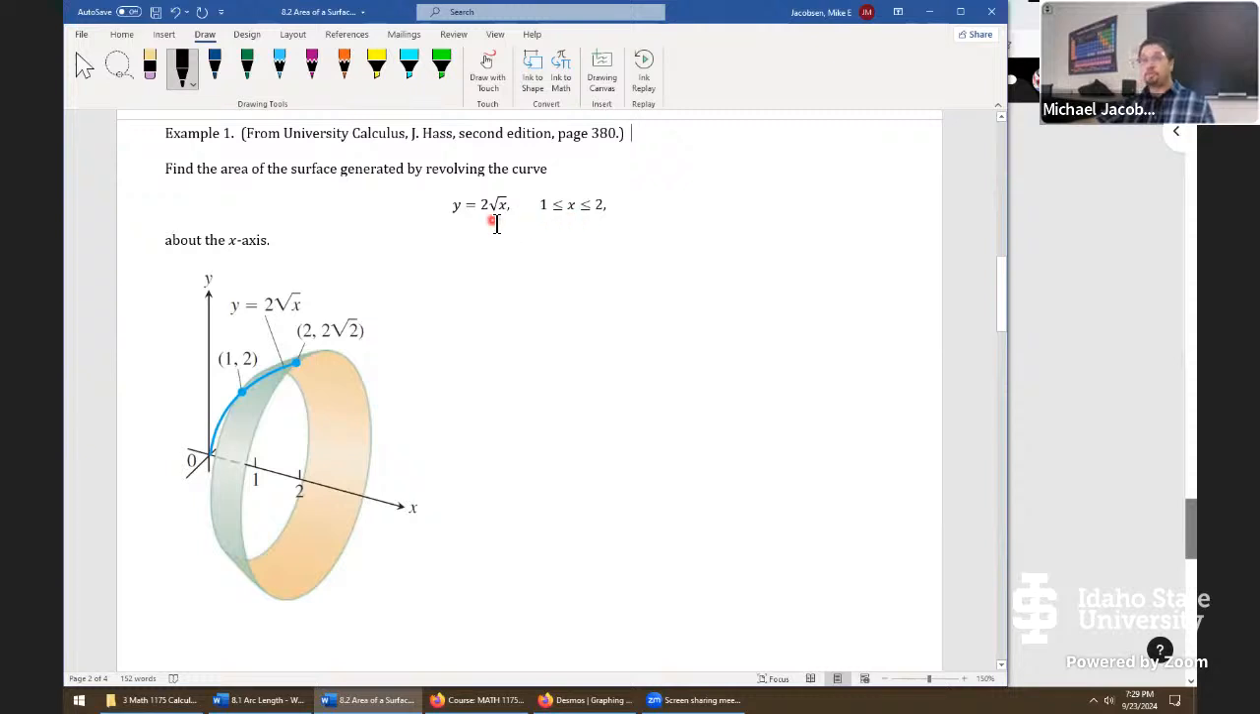We're taking the curve y equals 2 root x. That's this curve in blue going here, from x equals 1 to x equals 2, that's the second coordinate 2 root 2. And we're rotating that part of the curve about the x-axis. It produces this band. And you can imagine that's something important.